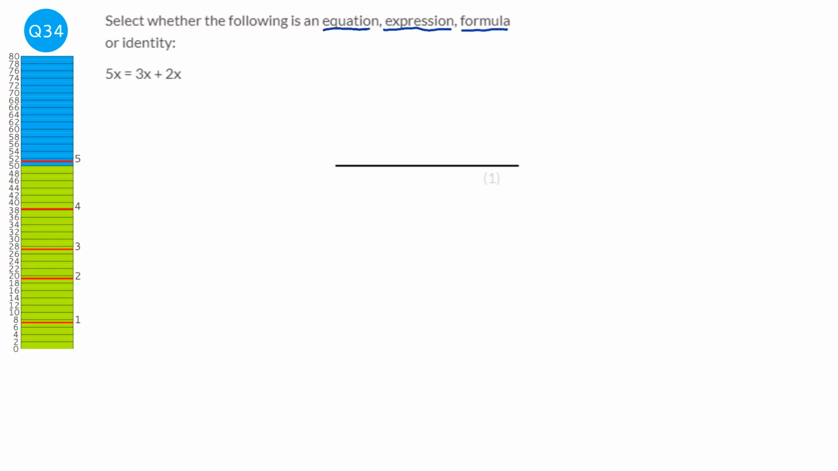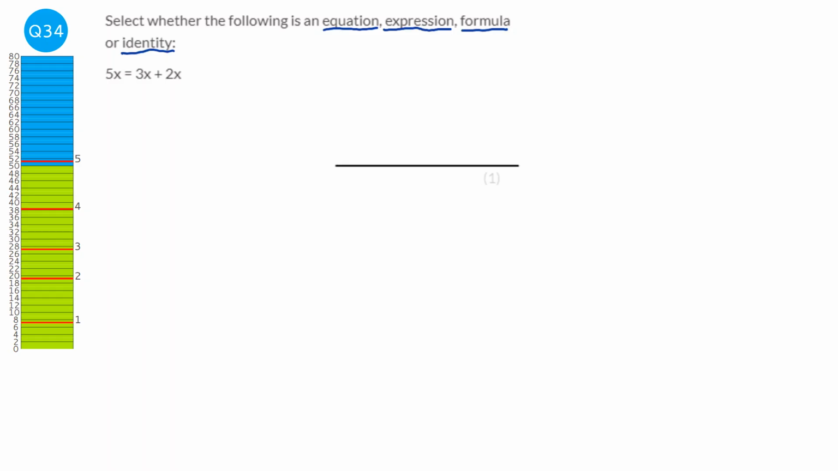An equation has an equals and it can be solved. So you can find out what x is or find out what a is. And an identity is true for all values of that letter. So an example would be x times x equals x squared. That's an identity because that's true for all values of x.